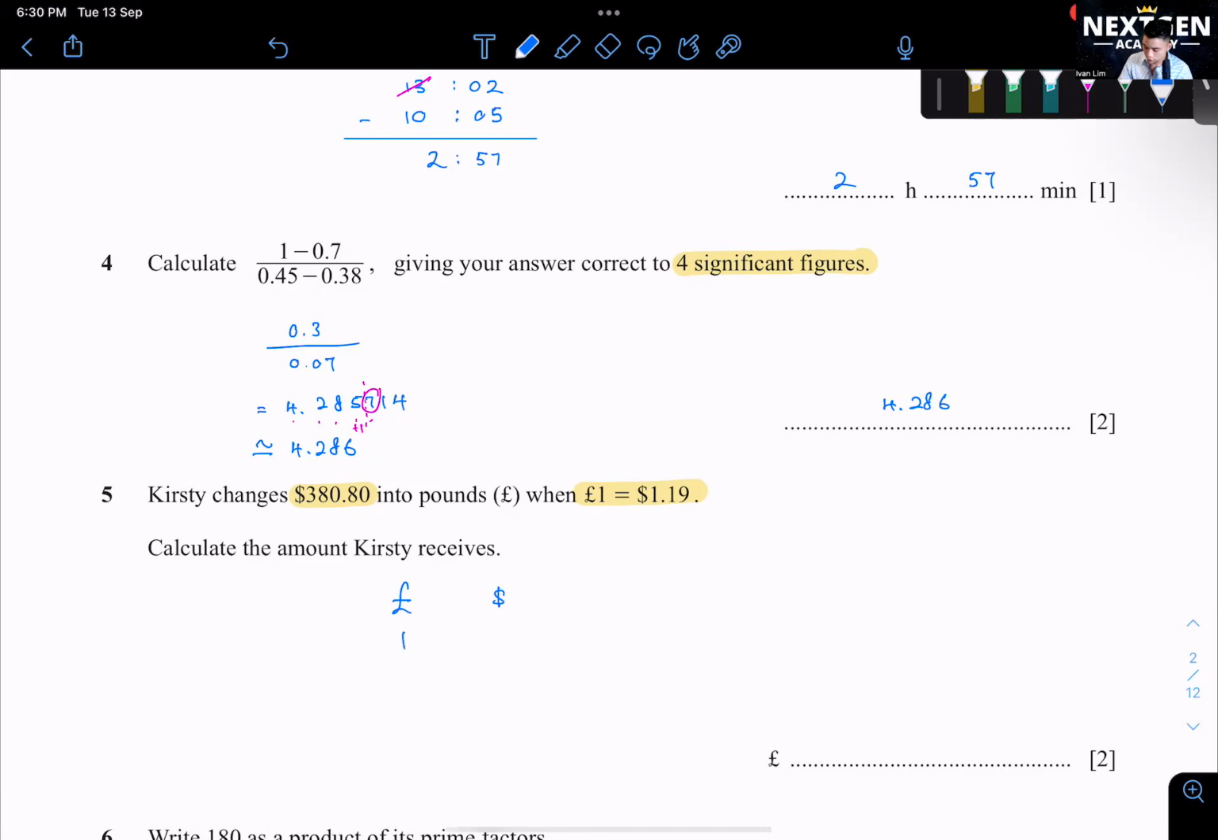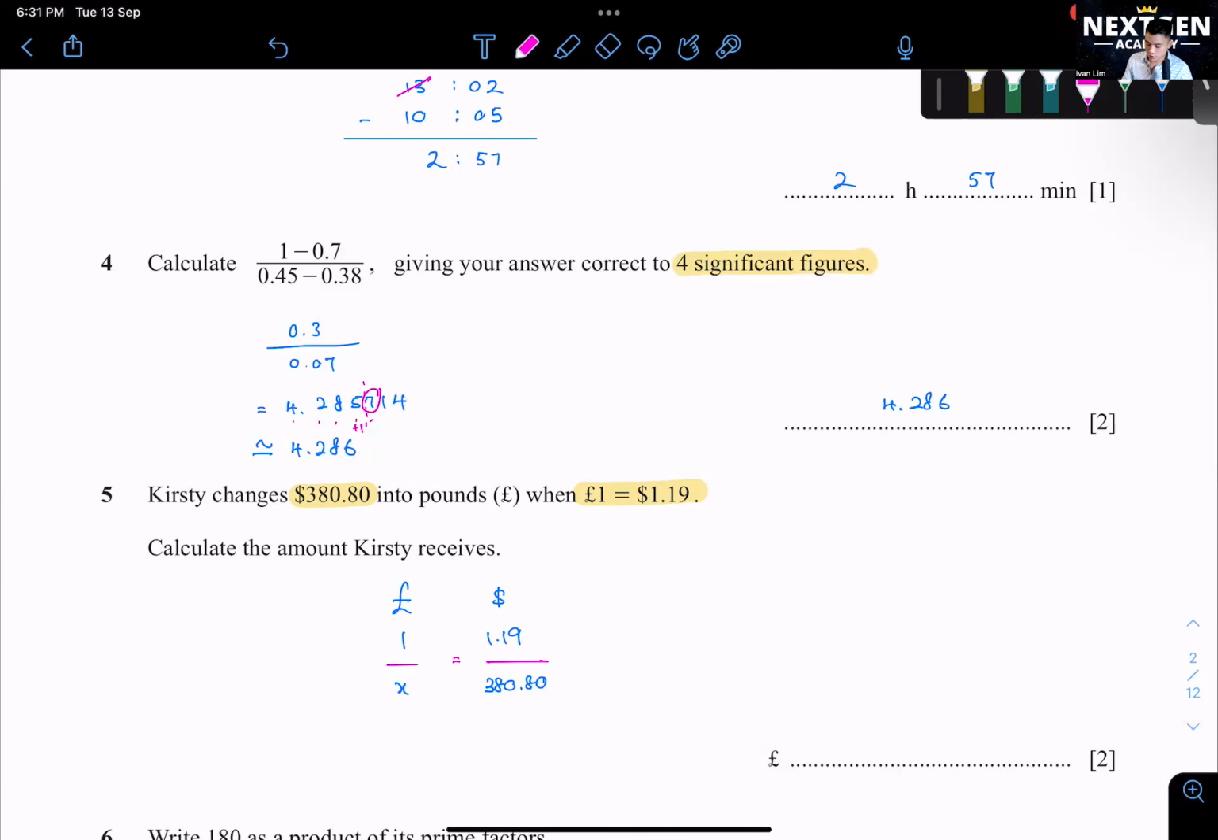They say that £1 is equal to $1.19. Then we want to find how many pounds is $380.80, so we put an X here. We always want to put it in ratio first like this, because it is the easiest way, otherwise I know many of you will be guessing, because you don't know how to convert. You make it like this, you change it to an equation. Always use this method. This method you'll never get it wrong.